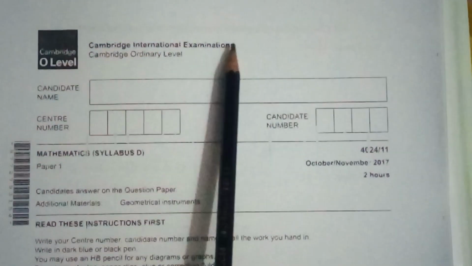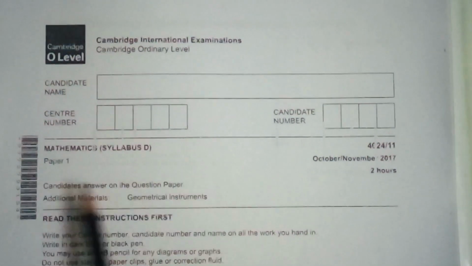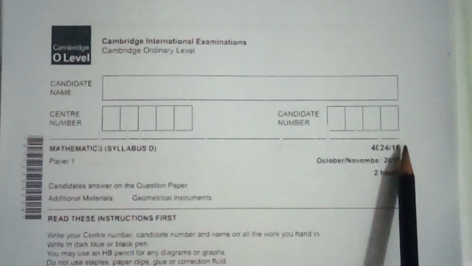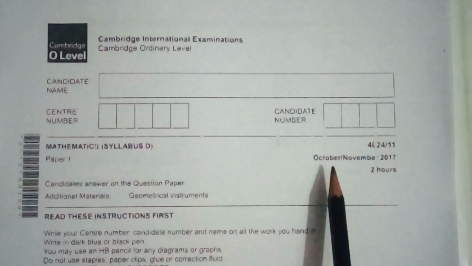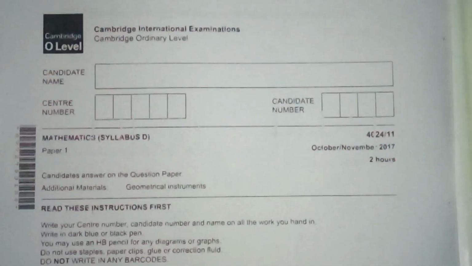This is Cambridge International Examination Mathematics paper 1. The variant is 1 and so it is paper 11. The time is October-November 2017. Okay, so let's start the first question.